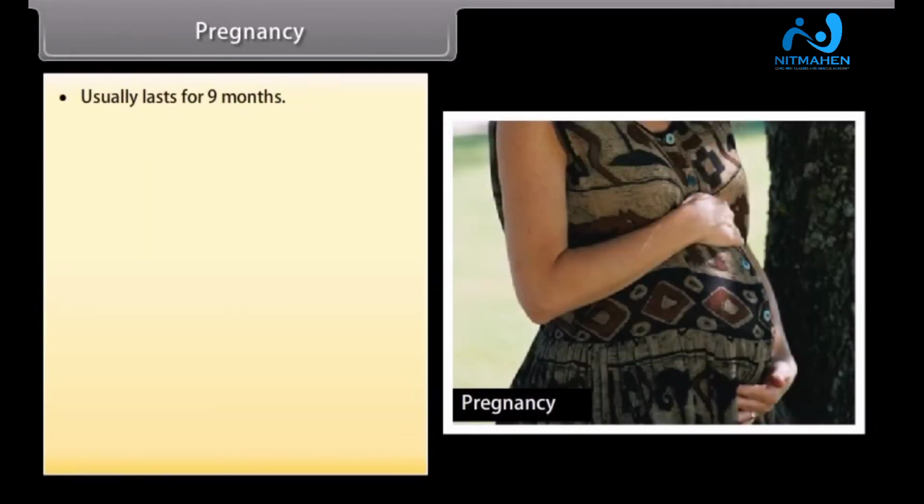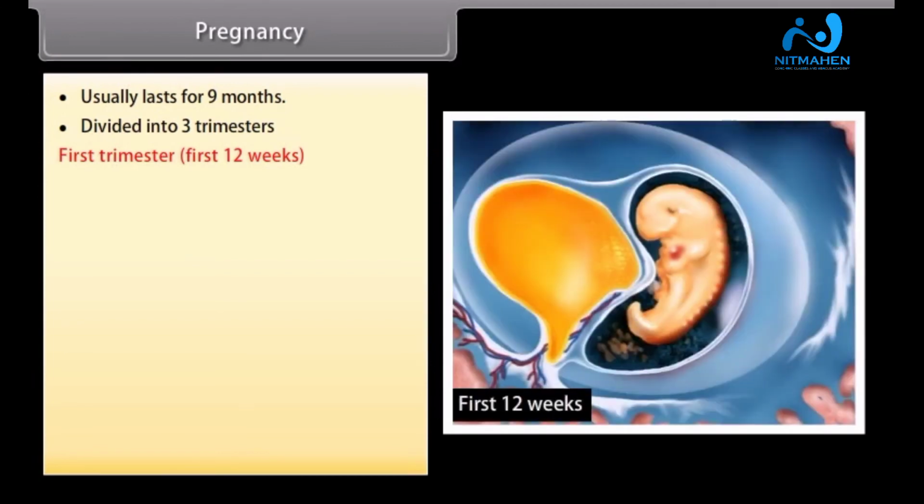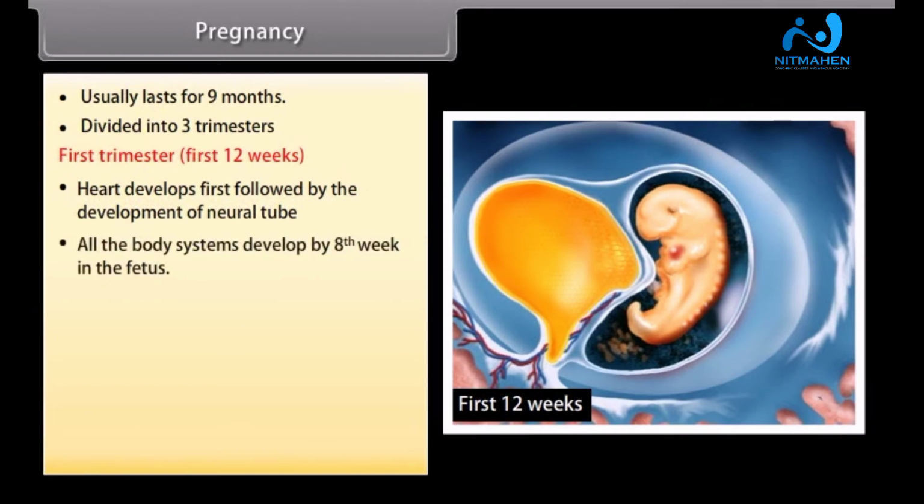Pregnancy usually lasts for 9 months, divided into 3 trimesters. First trimester, first 12 weeks. Heart develops first, followed by the development of neural tube. All the body systems develop by the 8th week in the fetus.